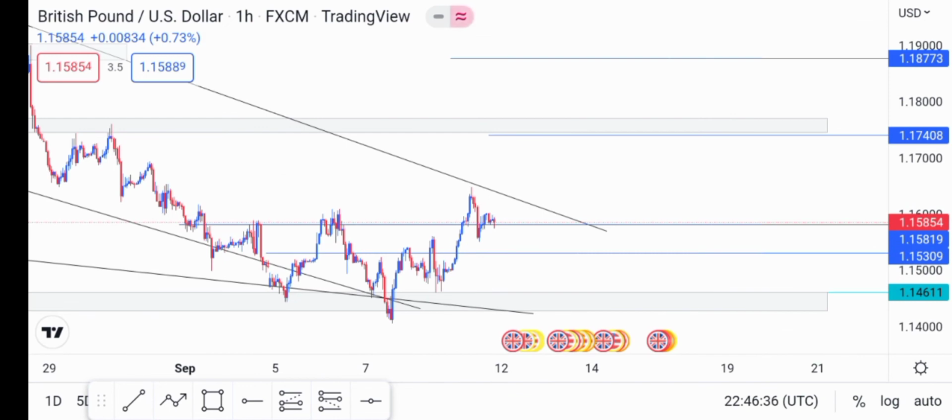But for now, let us lock our profits on GBP USD. Please guys, lock your profits.